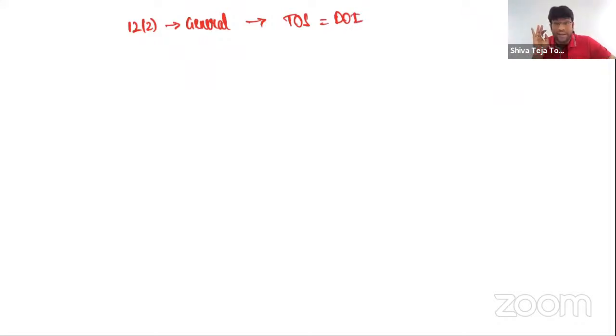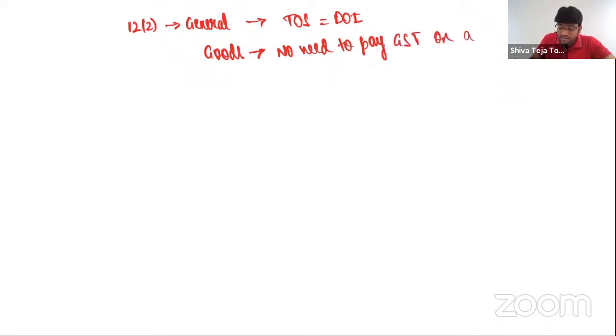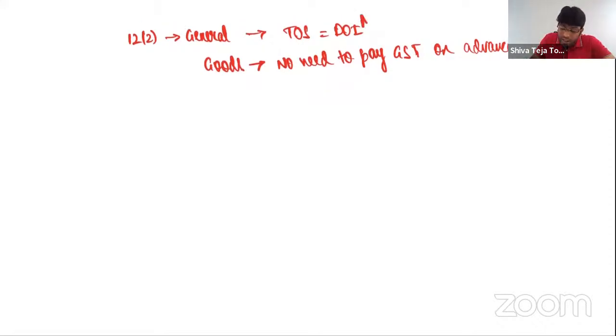12.2 is basically the general rule, which clearly says time of supply is directly the date of invoice. Date of payment is not relevant. In case of goods, there is no need to pay GST on advances. That is the reason why date of payment is not relevant at all. What is relevant is only date of invoice. Now, what is date of invoice?